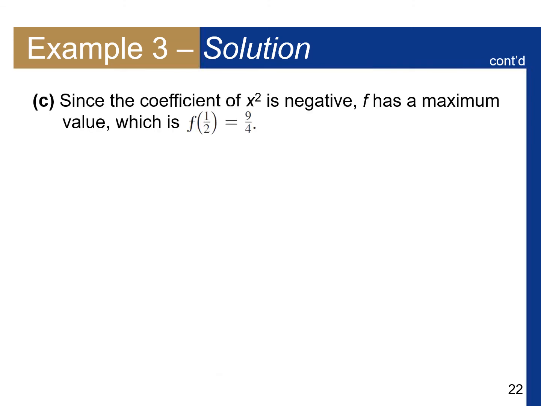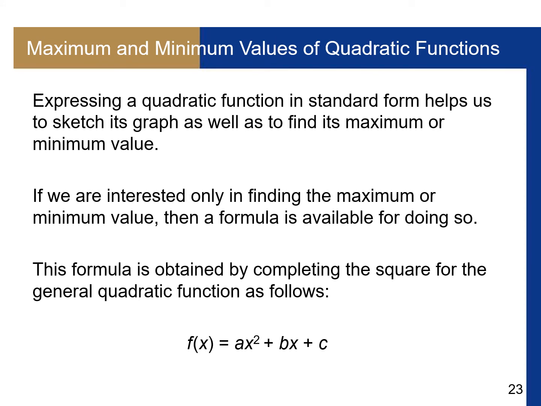Again, since the coefficient on the x squared is negative, it has a max, and the maximum is going to be the y value of your vertex. So, expressing quadratic functions in standard form helps us to sketch the graph as well as find its maximum or minimum value. We're interested in finding a maximum or minimum value when the formula is available for doing so.